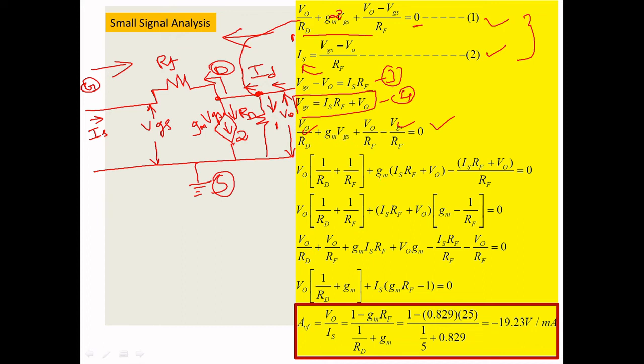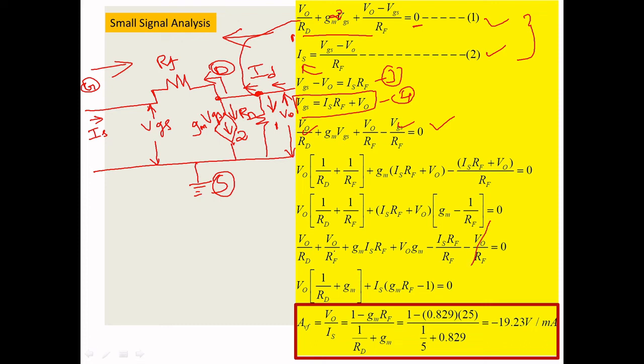So we'll be getting gm into IS RF plus V naught. Similarly, I have substituted VGS here. So minus IS RF plus V naught divided by RF equal to 0. So I have taken this IS RF common. Then you will be getting gm minus 1 by RF equal to 0. Then I have multiplied all the individual terms. You will be getting V naught by RD, V naught by RF plus gm IS RF plus V naught gm minus IS RF divided by RF minus V naught by RF.